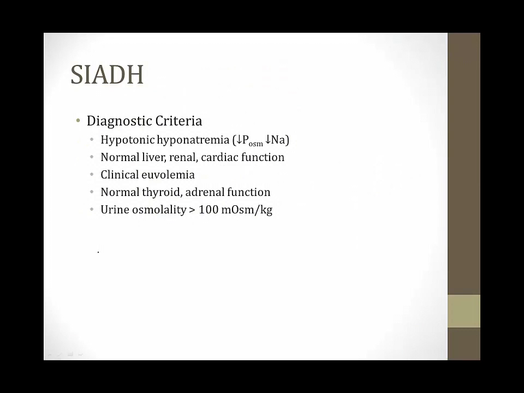So a classic question on rounds in the intensive care unit is to ask medical students or interns for the diagnostic criteria for SIADH. So I've shown them on the screen here so you know what they are. So first of all, you have to have hypotonic hyponatremia, meaning you have to have low plasma osmolarity and low sodium level. You have to have normal liver, renal, and cardiac function, so you exclude these organs as causes of the high ADH level. There has to be clinical euvolemia, meaning an absence of signs on physical exam of volume overload. Thyroid and adrenal function must be normal, and the urine osmolality must be concentrated, meaning greater than 100 milliosmoles per kilogram.